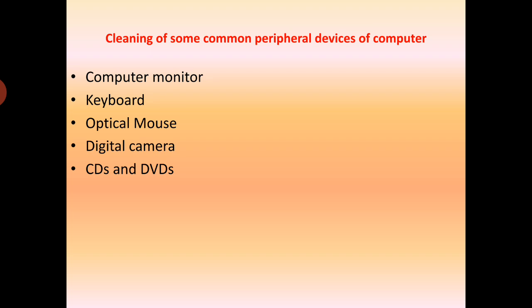Now students, let us discuss how to clean some common peripheral devices of the computer. Number 1. Computer monitor. To clean the computer monitor, you can use a soft lint-free cloth like cotton and water or special cleaning liquid. You should not spray water or cleaning liquid directly on the computer monitor, as it may run through the seams. Spray water or cleaning liquid on the cloth and gently wipe the computer monitor.